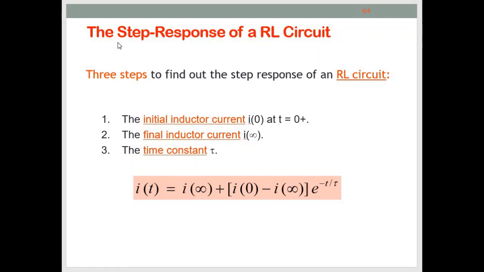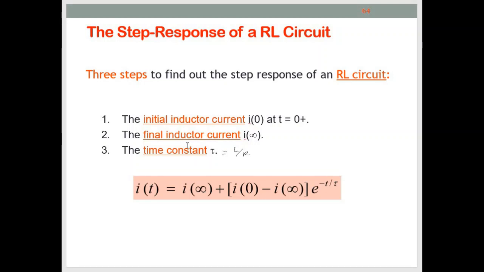Okay, in conclusion, to find the step response of RL, first we need to find the initial inductor current. This is when t is less than 0, or the switch is still open. Then the final inductor current, I infinity, when the switch is on, the source exists in the circuit and the current is flowing to the inductor. And the time constant, which for an inductor is L over R.